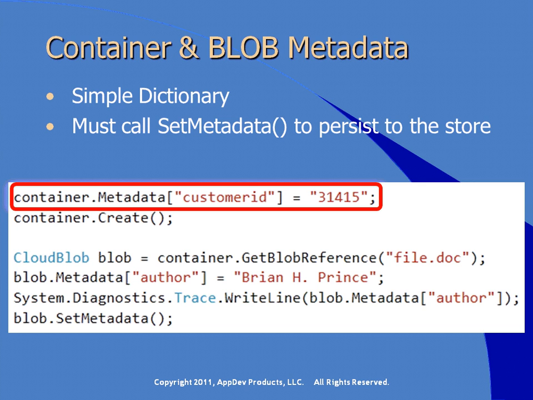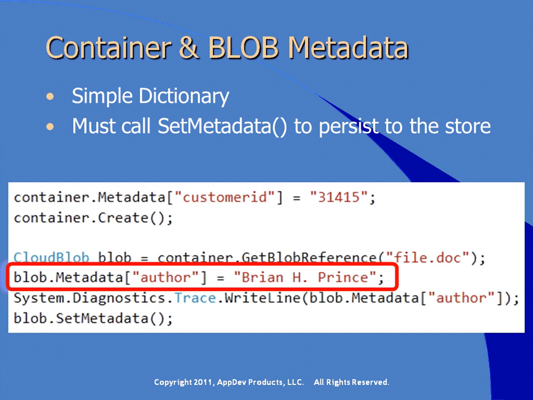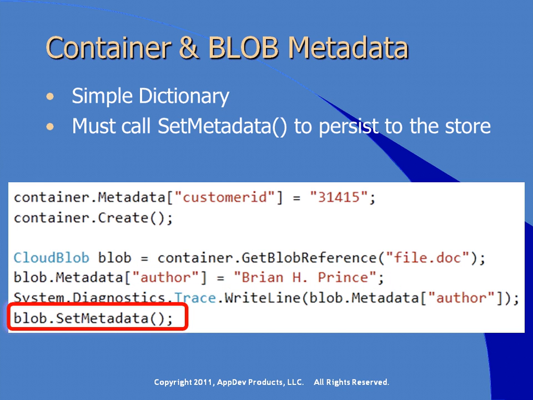In this example, I'm setting a customer ID metadata tag to a container. So there's the key value pair there. And then I'm also doing that on the blob, setting a key value pair of author and a name to the blob metadata. Then when I'm all done, I must call setMetadata to persist that information to the store.